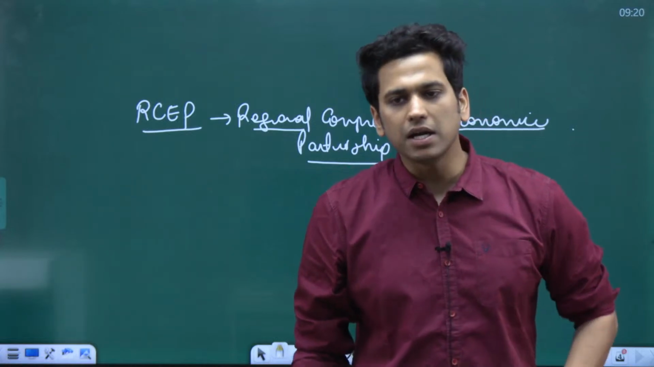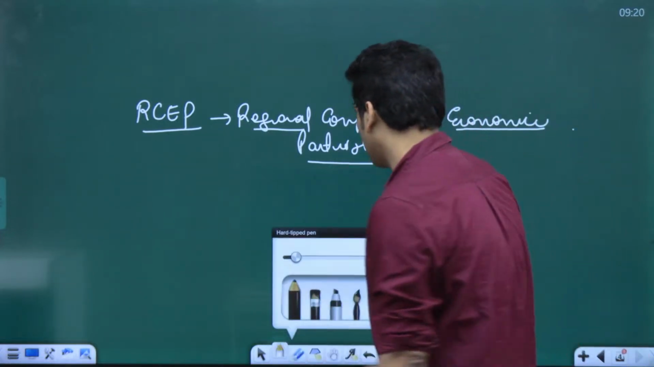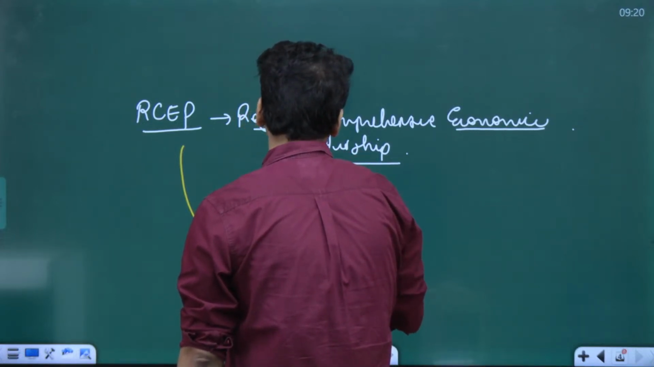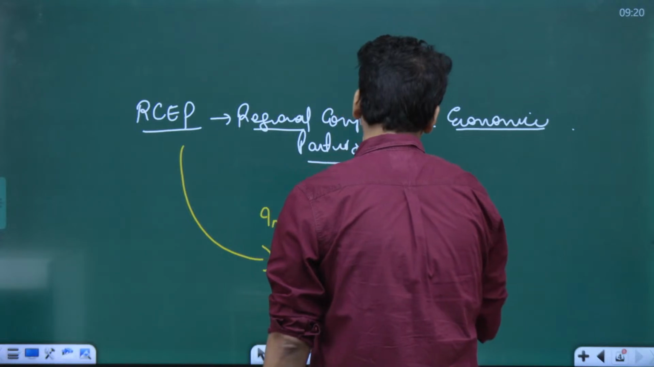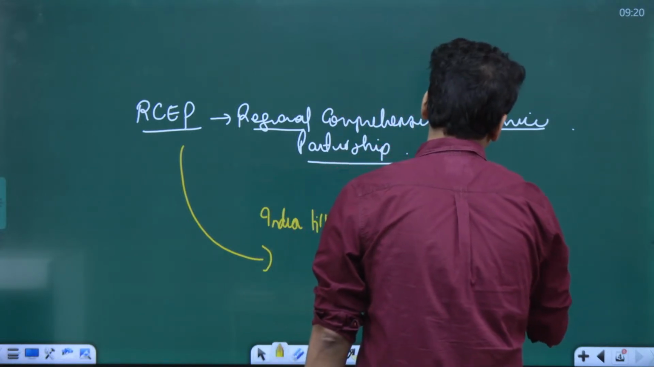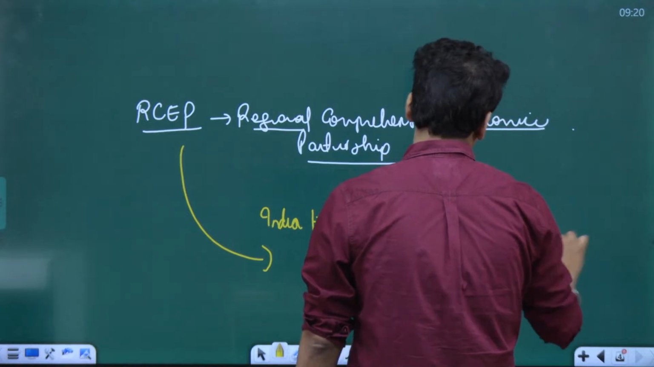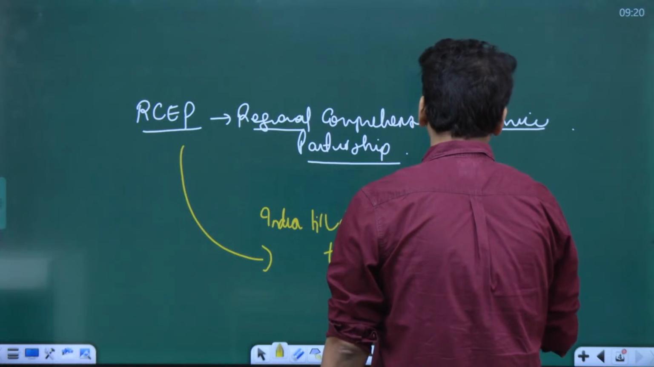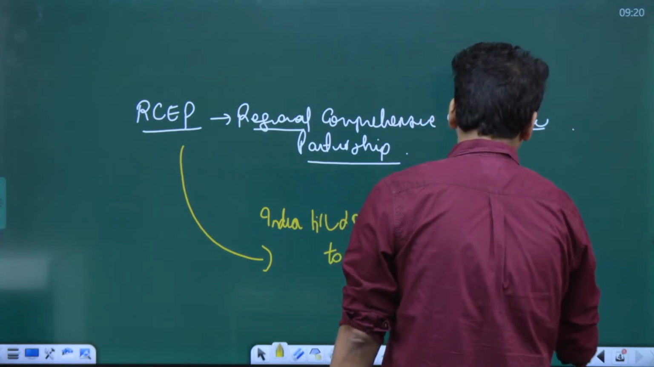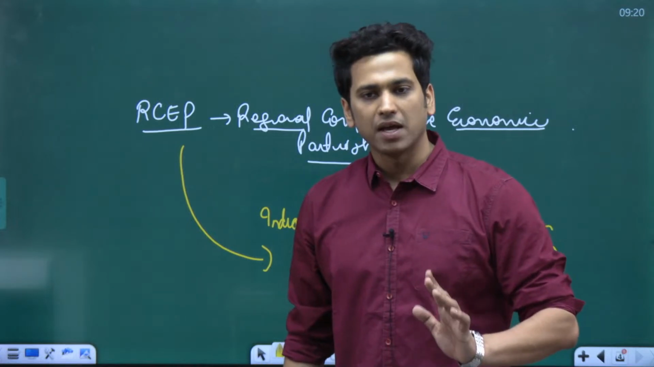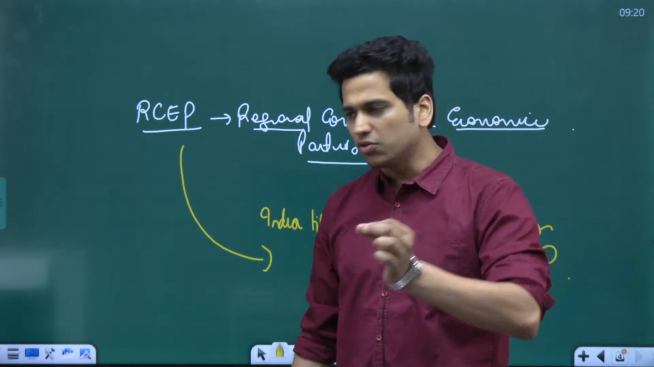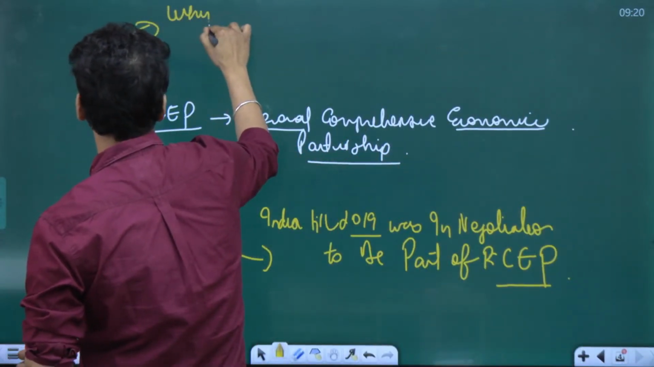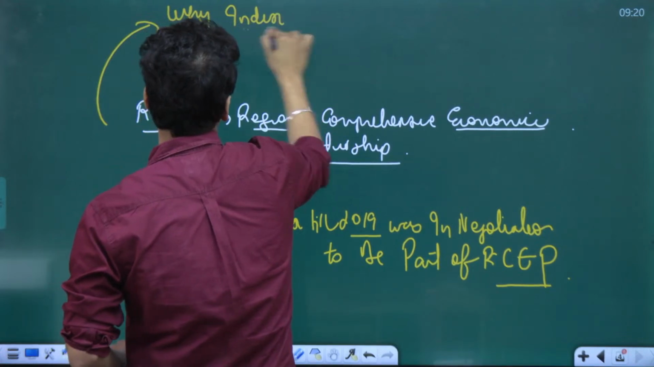Until 2019, India was also part of the negotiations and was about to join this RCEP. India till 2019 was in negotiations to be part of RCEP. But after 2019, India did not join it, because of India's own fears. Can anyone tell me the reasons why India opted out after 2019?